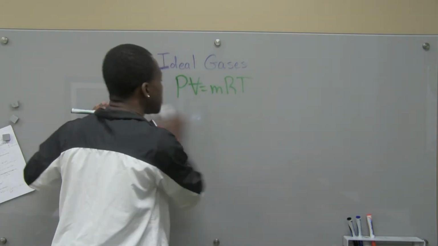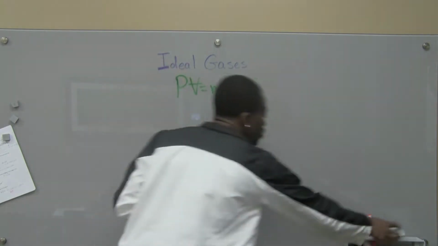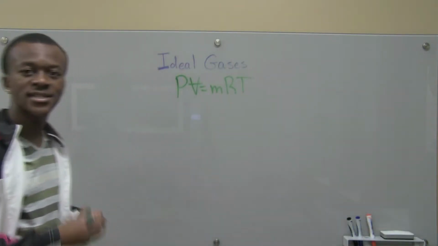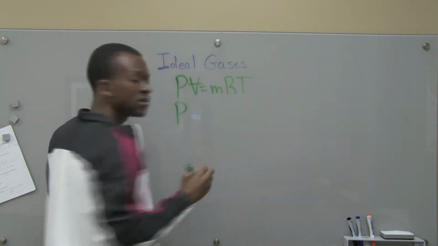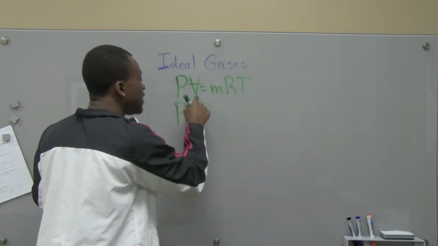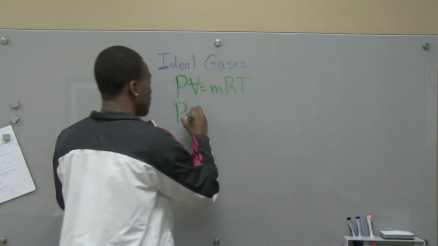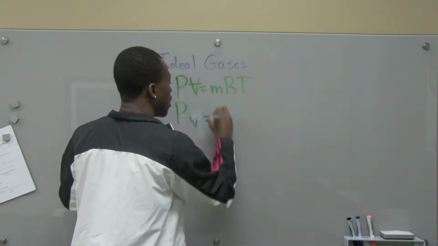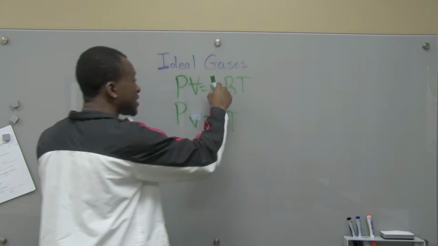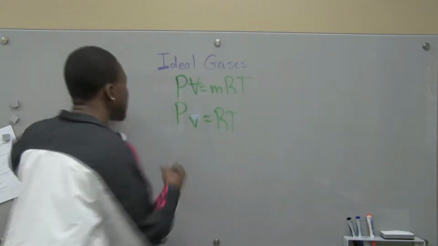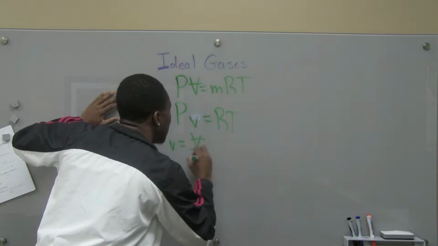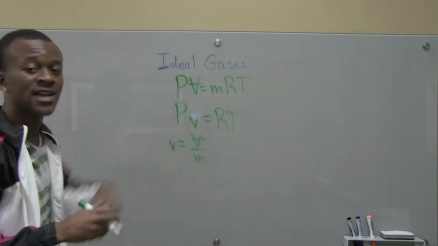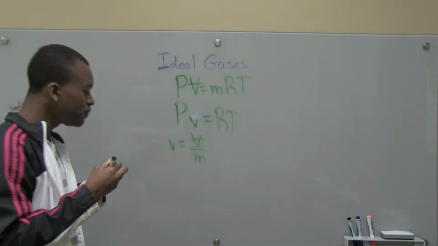Now, when we're using this formula, what happens when I divide through by mass? I get P, because that P is still there. I get v, which is specific volume, equals RT, because the mass is gone on this side. And remember I said that specific volume is equal to volume over mass. So if you ever see me write that down, that's where it comes from.